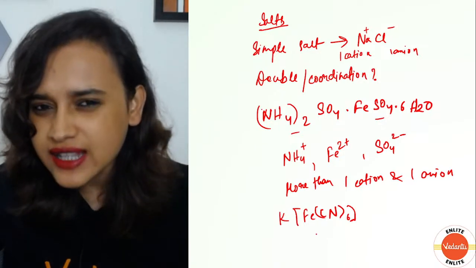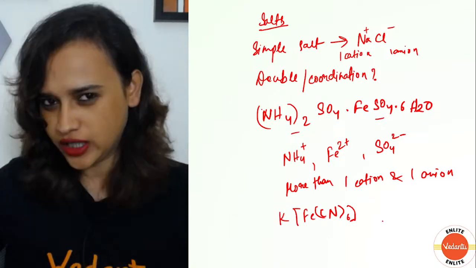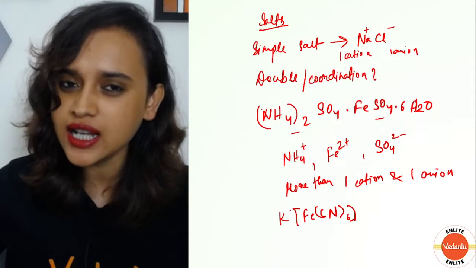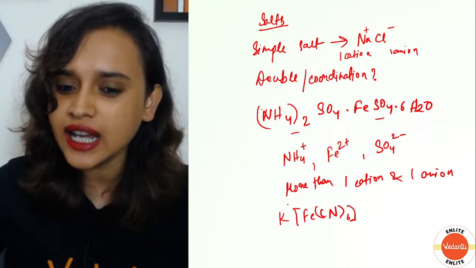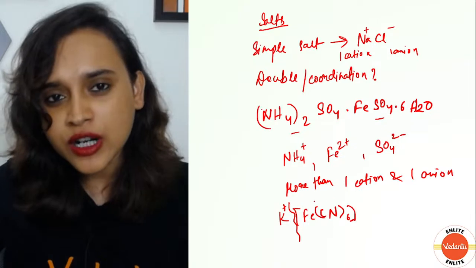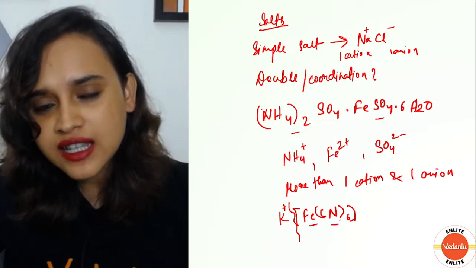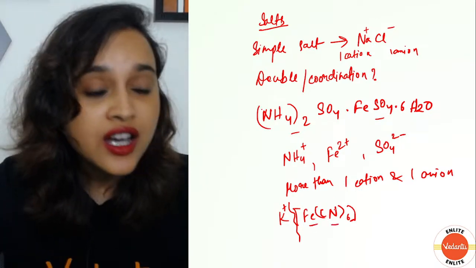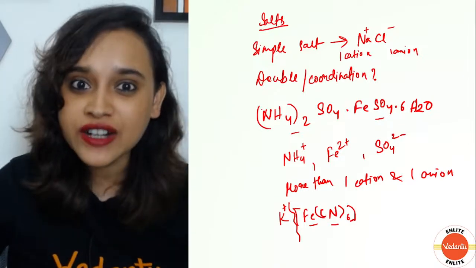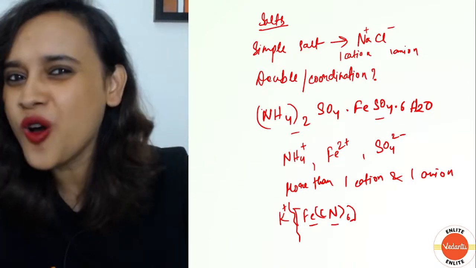When I try to dissolve this in water, do you know what I'll get? I'll see that this will break. I will get K+. But do you know that this Fe and CN, you will not even get to see. You will not even see the presence of it. Now, these are not simple, right?